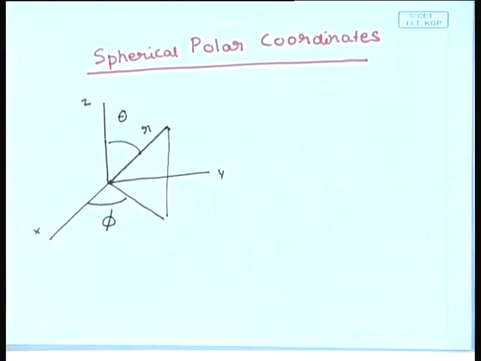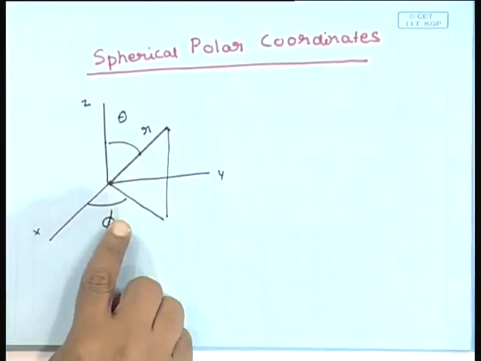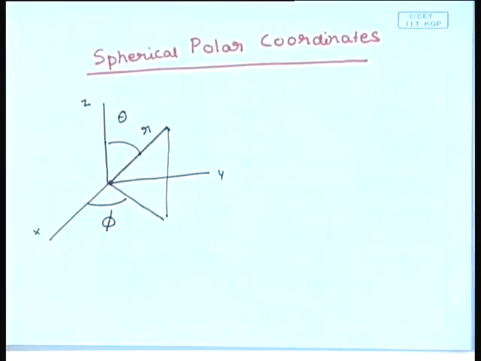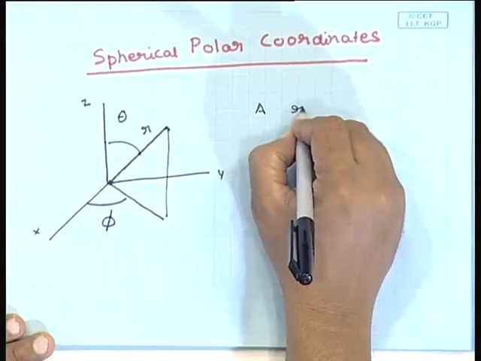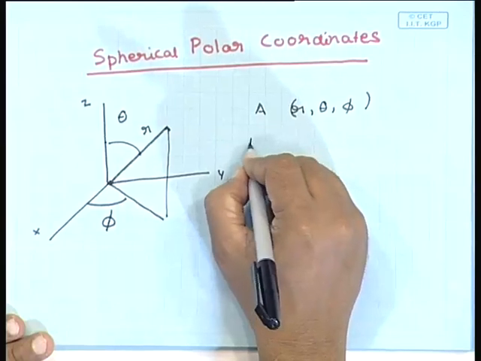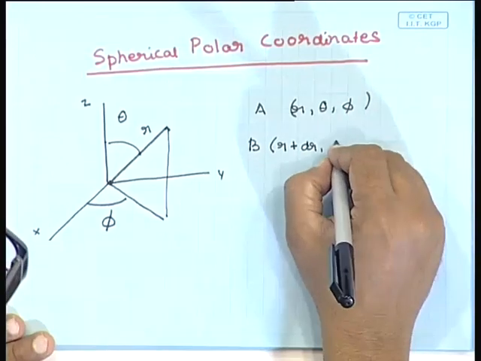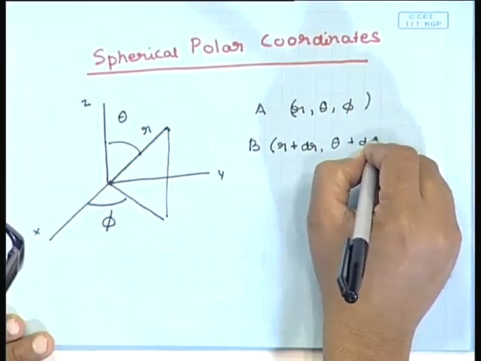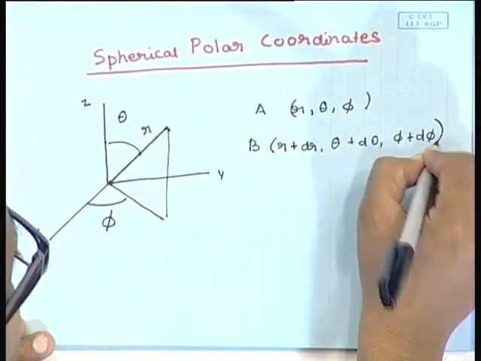So in the spherical polar coordinate system, we have three coordinates r, theta and phi. So let us again address the same question. I have 2 points, the same points, let us say A has now got coordinates r, theta, phi, and B has coordinates r plus dr, theta plus d theta, phi plus d phi. So it's a different point, slightly shifted.